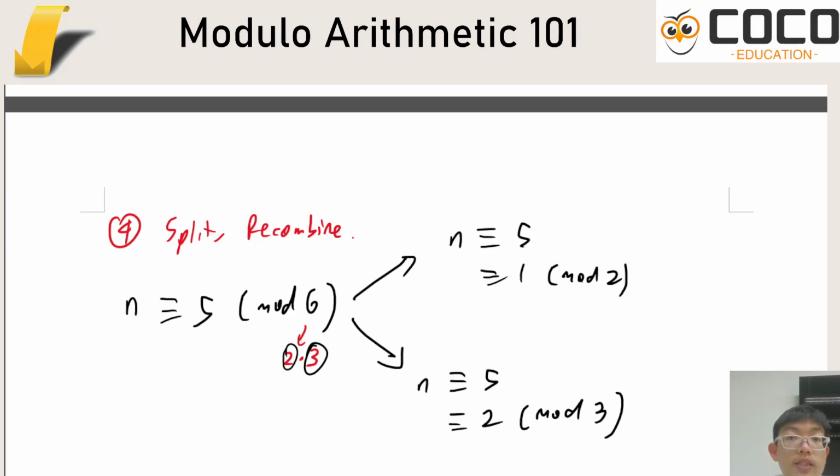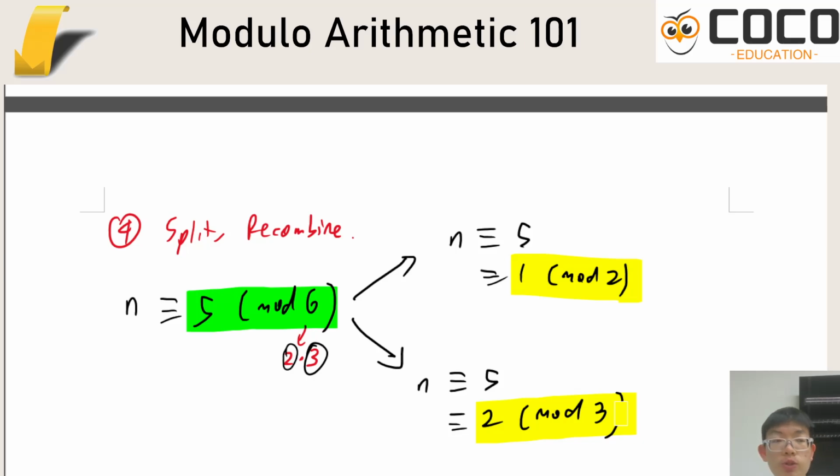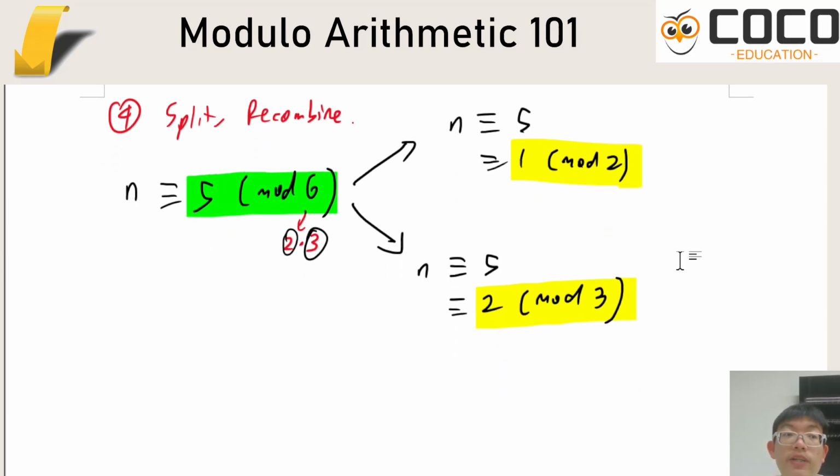And so you have essentially split 5 mod 6 into 1 mod 2 and 2 mod 3. This is the splitting. It is quite obvious that we should be able to split up the information. However, what is also nice is that we can recombine the information together.